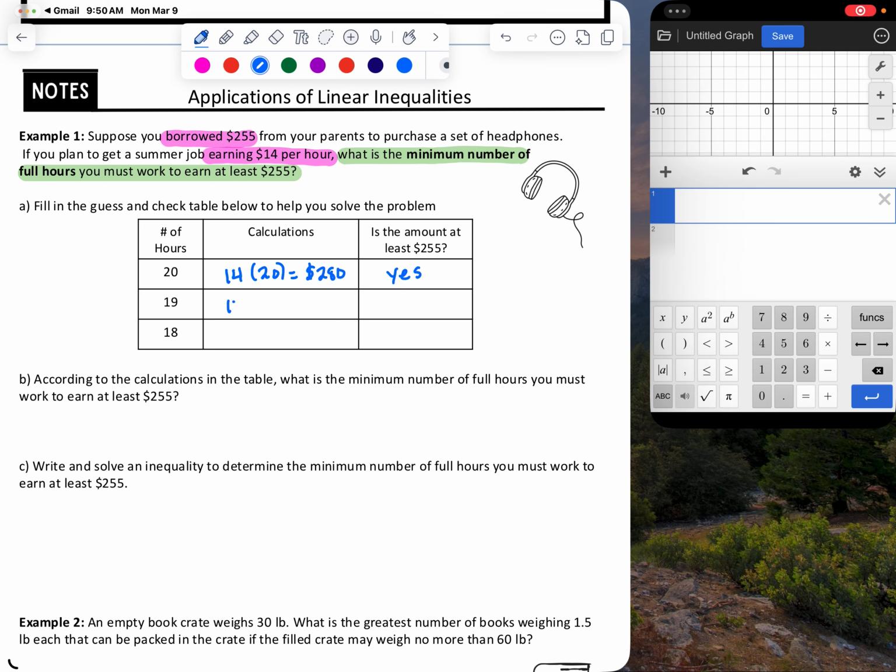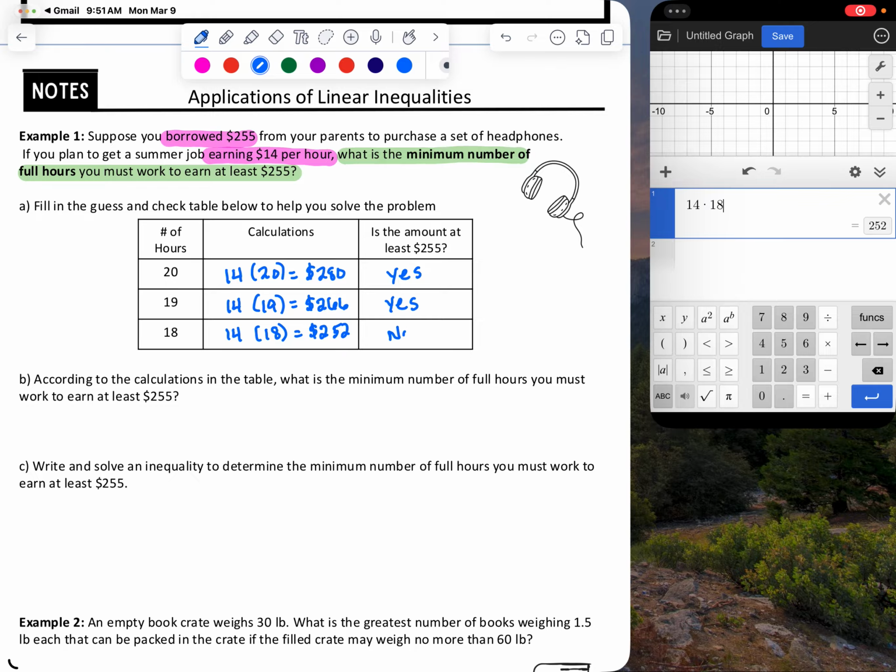So let's look at that. $14 an hour times 19 hours. Let's see, what would that be? 14 times 19. That would be $266. Is that enough to pay my parents back if I owe them $255? Yes. All right. What if I only work 18 hours? So 14 times 18. Let me delete that 19 and change it to 18. 252. So is that amount at least $255? No.